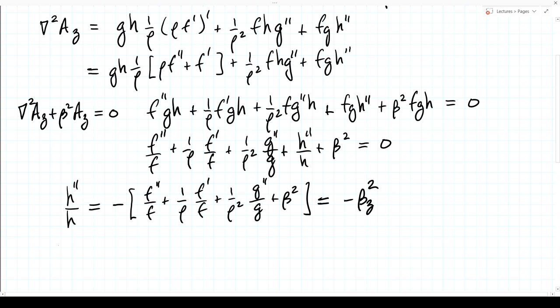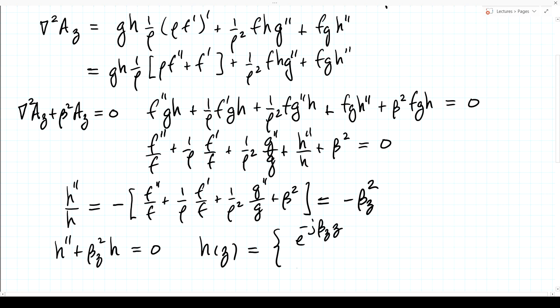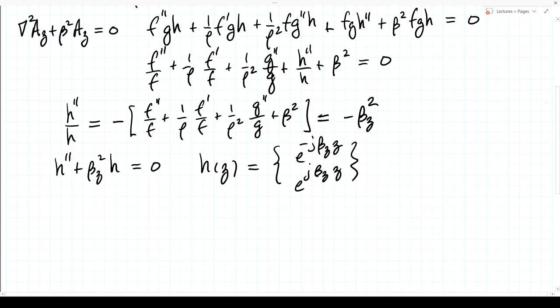So what is then our equation for the h of z function? It's h double prime plus beta z squared h is equal to 0. And that's a nice simple equation that has solutions. Well, we could take complex exponentials or sines and cosines. We're going to use complex exponentials. We'll take a linear combination of e to the minus j beta z z and e to the plus j beta z z. Remember, this notation means an arbitrary linear combination of those two functions. So now we have separated out the z dependence and solved for that z dependence.